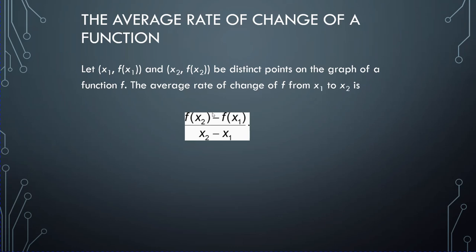So let x1, f of x1 and x2, f of x2 be distinct points on the graph of a function f. Then the average rate of change of f as you go from x1 to x2 is the following. You take f of x2 minus f of x1, so that's kind of the change in y, divided by x2 minus x1. So it's still the same thing, still the slope formula.